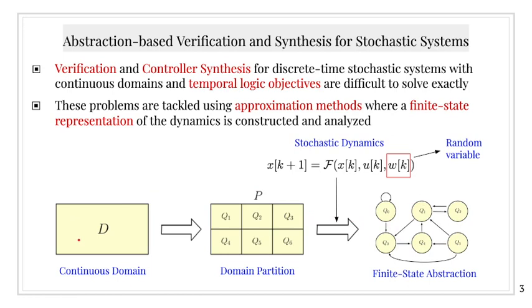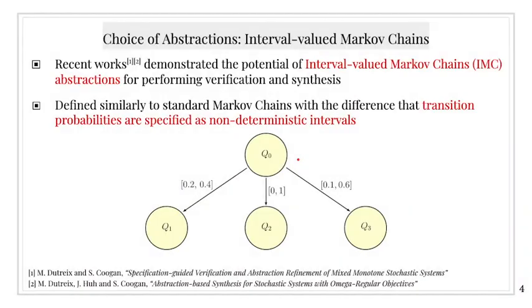In this representation, stochastic systems are assumed to evolve in discrete time. That is, the state of the system only has well-defined values at discrete instances of time, as captured by this stochastic difference equation. Now, our paper is primarily focused on the abstraction procedure itself. How can we represent a continuous domain stochastic system with a finite number of discrete states?